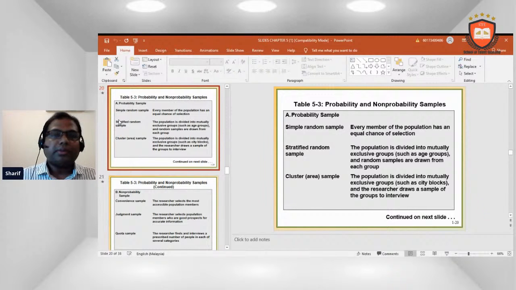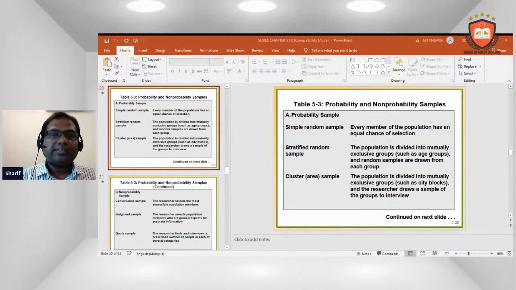Stratified random sample: the population is divided into mutually exclusive groups, and random samples are drawn from each group. Cluster sample: the population is divided into mutually exclusive groups, and the researcher draws a sample of the groups to interview.